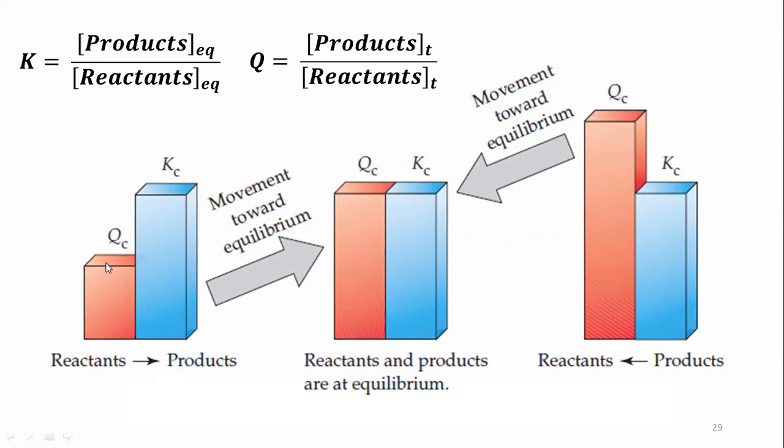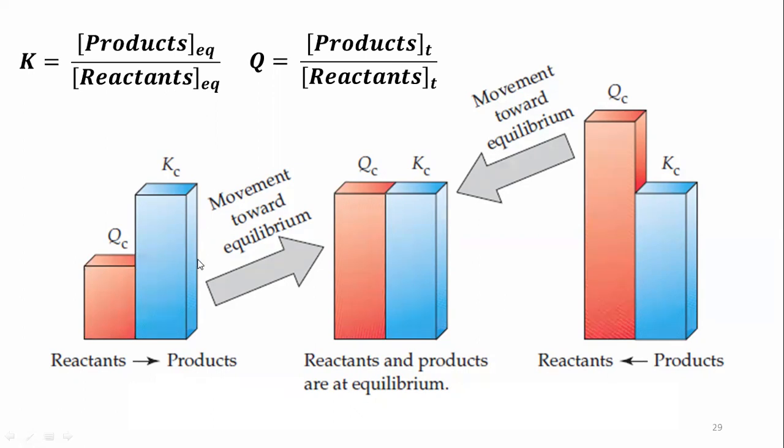One point may be that QC will reach the value of KC and remain at that point. That means now QC will be equal to KC, and you will achieve the equilibrium concentration, and then both reactants and products are at equilibrium.